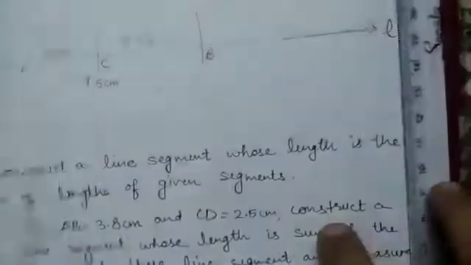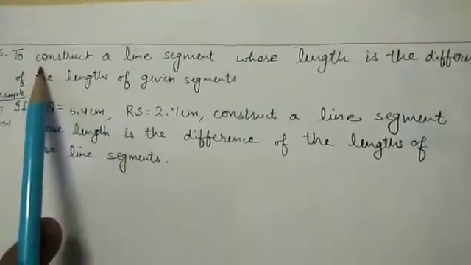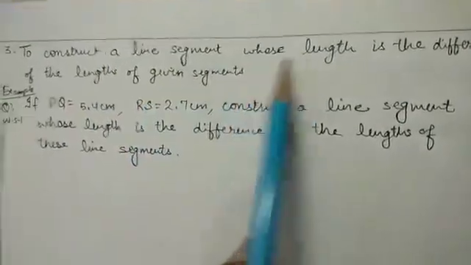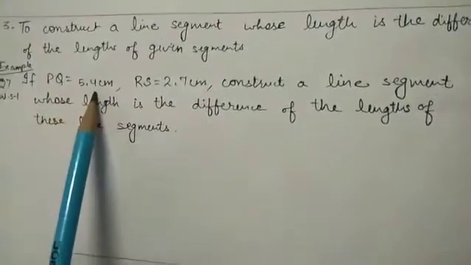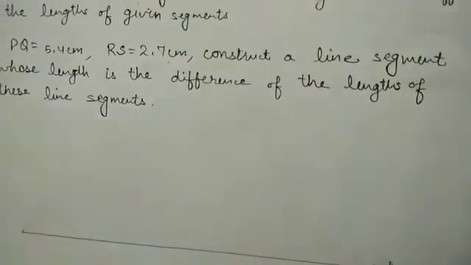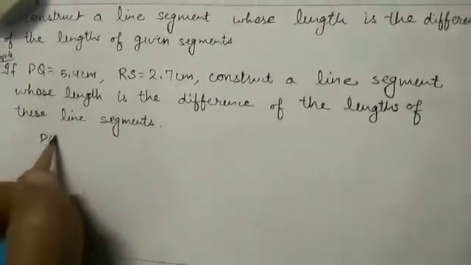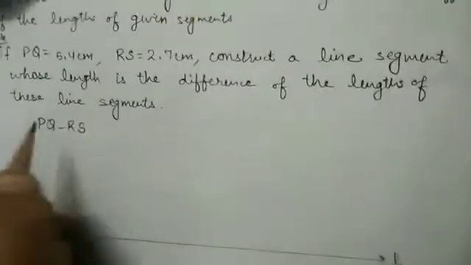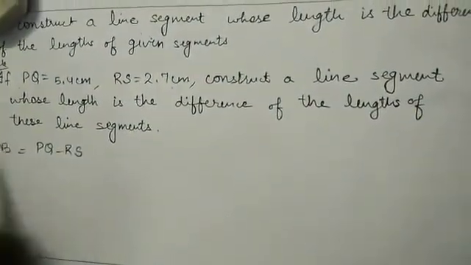Now our next topic, when we have to construct a line segment whose length is the difference of the lengths of the given segments. Let us take one more example. If we are given PQ as 5.4, RS as 2.7, we are to construct a line segment whose length is the difference of the lengths of these segments. It means I have to construct a line segment which is equal to PQ minus RS. Let the name of the new segment be AB.